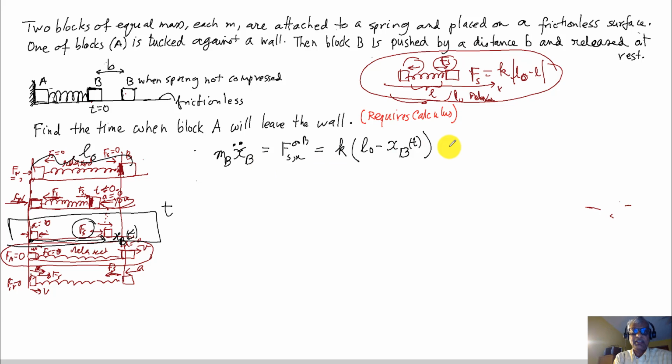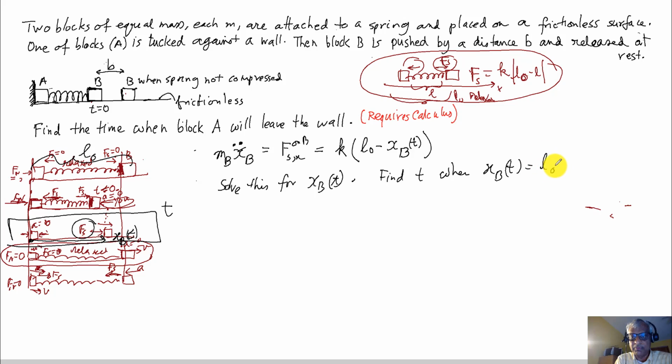So our strategy is to solve this for xb of t, and then find t when xb of t equals L0, right? That's the strategy. So how do we solve this?